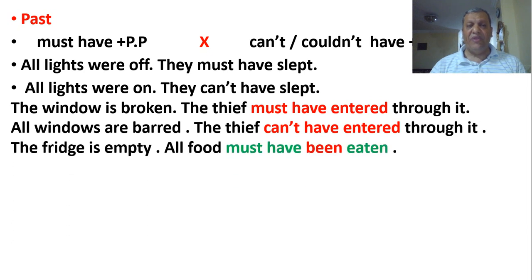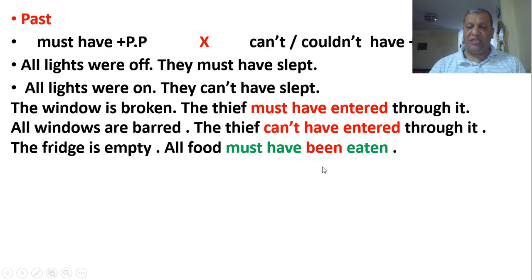Another example. The fridge is empty. You opened your fridge at home and looked everywhere. You didn't find anything, any food, you didn't find anything at all. What happened? Yes, all the food must have been eaten. And be careful of have been eaten. That's passive. Must have been eaten.